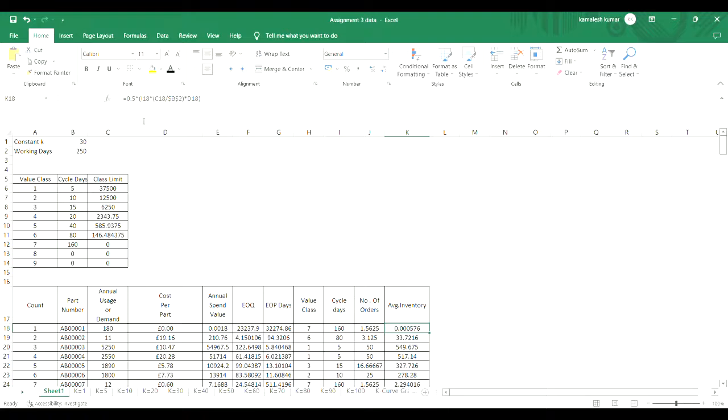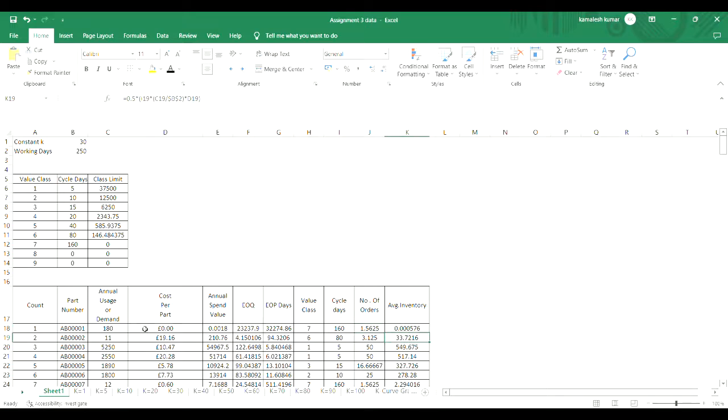But in this one, remember that you have to always freeze the constant and working days both, not only in the average inventory but for all the formulas. Wherever you have the value of k and wherever you have the value of working days in the formula, you have to freeze them so that for all the parts the same value of k and same value of working days are taken. So this is the thing where you must take the utmost care when doing the calculation part.